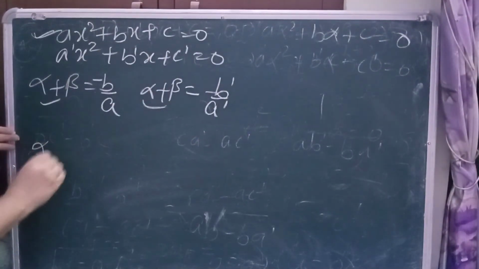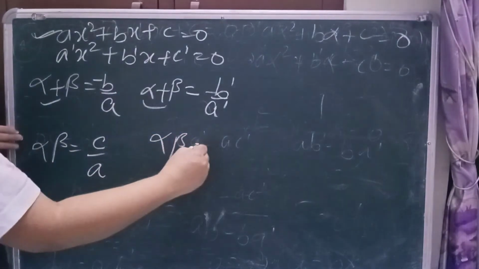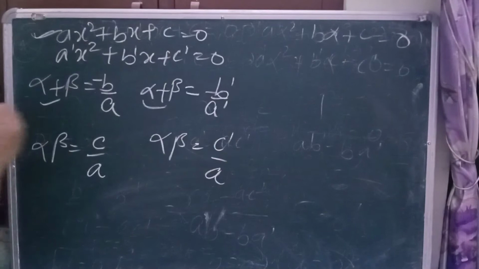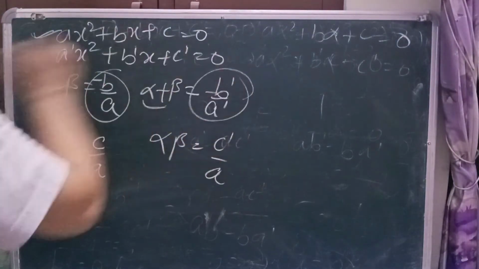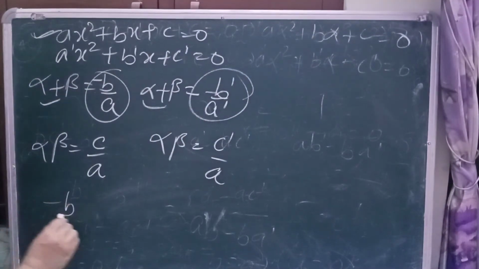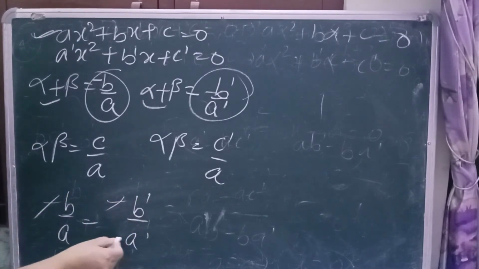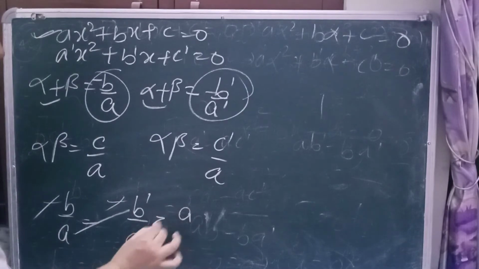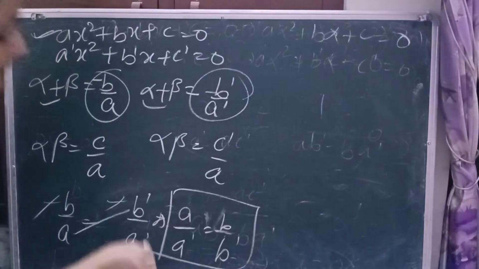For the first one the product was c upon a, and for the second one the product is c dash upon a dash. Since it is given that both roots are the same, both roots are common, the sum of the roots also should be equal. So when I write it together, minus b upon a is minus b dash upon a dash. So it will be a upon a dash is equal to b upon b dash. One of the properties we got.